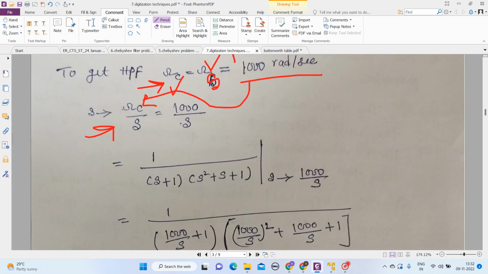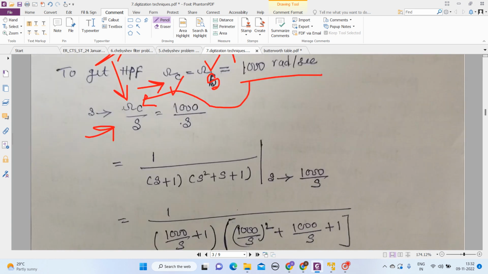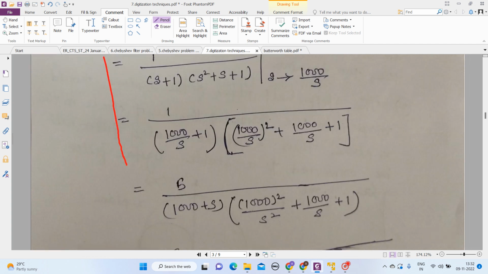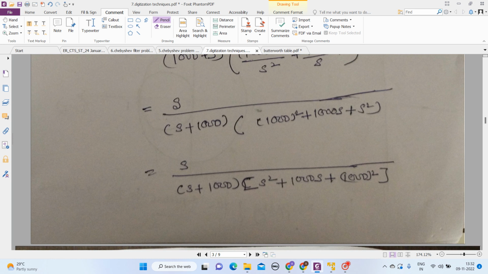Then wherever we have the S value in this equation, you have to replace it with cutoff frequency divided by S, 1000 divided by S. Thereafter, you have to simplify this equation. Finally, you will get this equation. This is the transfer function H of S of the high pass filter. Now we have transformed the low pass filter to a high pass filter.